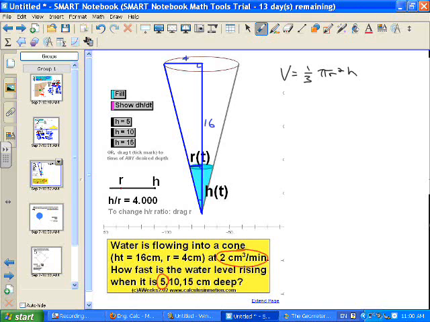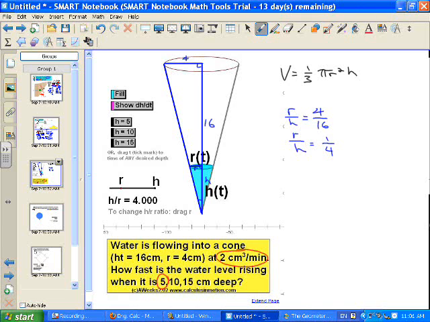Proportion. Yes, it's a proportion. This would be my H and this would be my R, whatever they are, correct? But we know that this is never changing. So R to H is going to be in the ratio of what? 4 to 16, because I went top to side. So up here I got to go top to side. That means my R to H is really a 1 to 4 ratio.